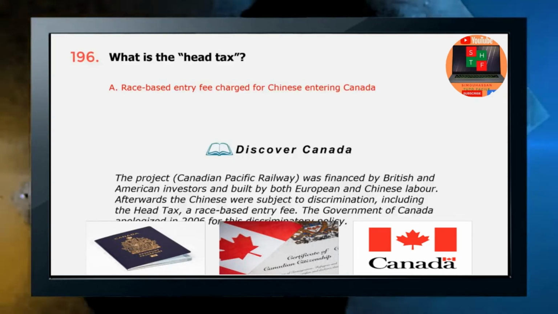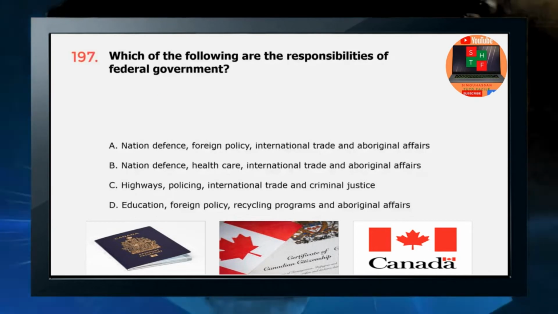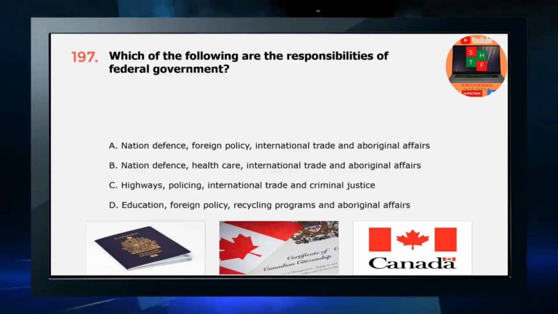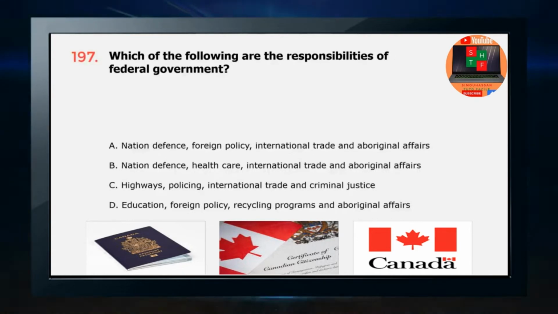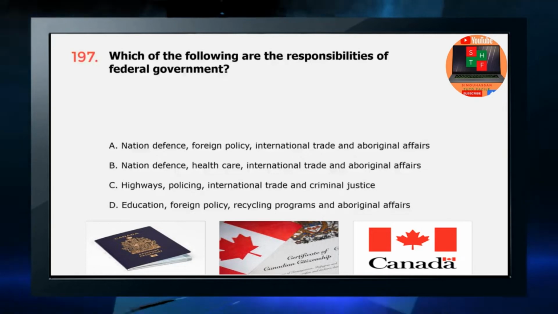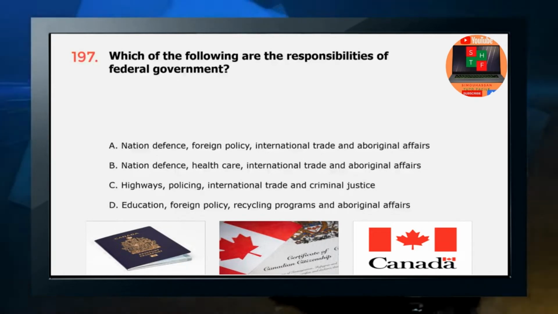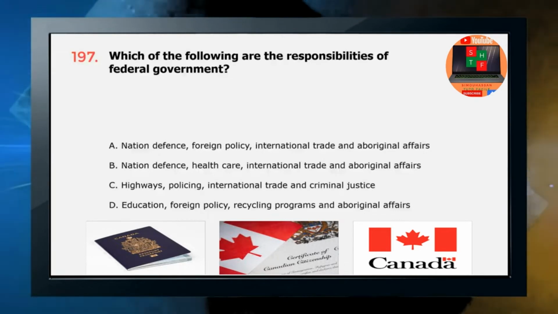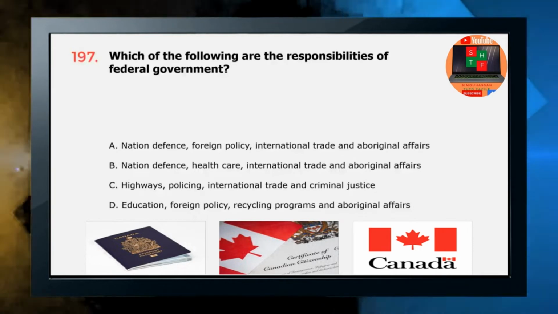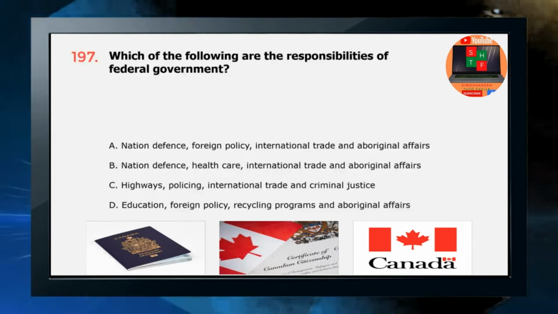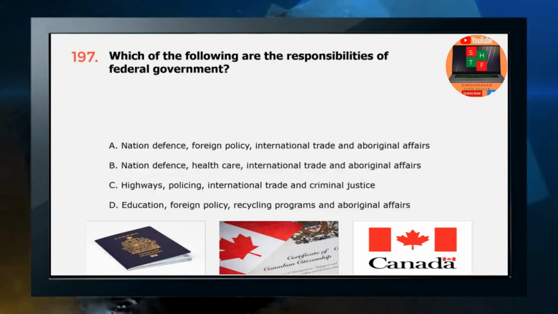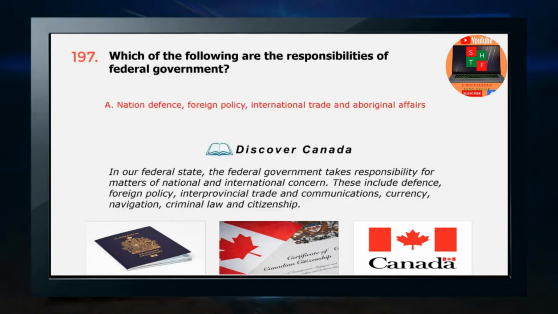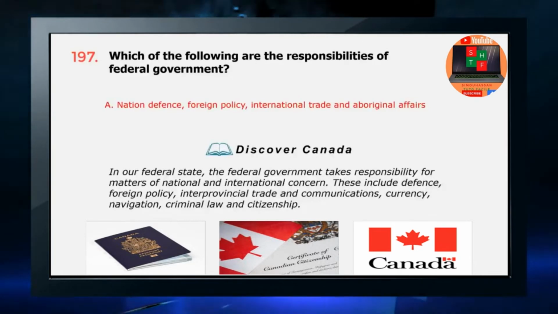Question 197. Which of the following are the responsibilities of federal government? A. Nation defense, foreign policy, international trade and Aboriginal affairs. B. Nation defense, health care, international trade and Aboriginal affairs. C. Highways, policing, international trade and criminal justice. D. Education, foreign policy, recycling programs and Aboriginal affairs. The answer is A. Nation defense, foreign policy, international trade and Aboriginal affairs.